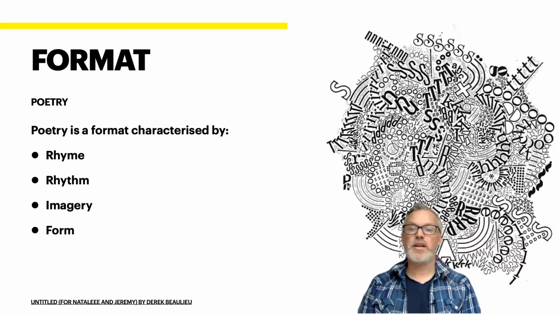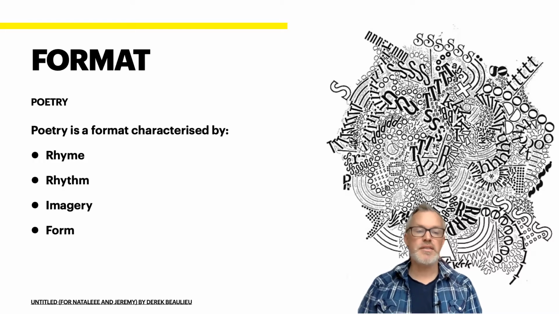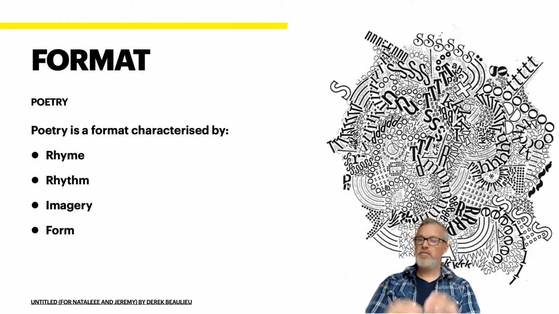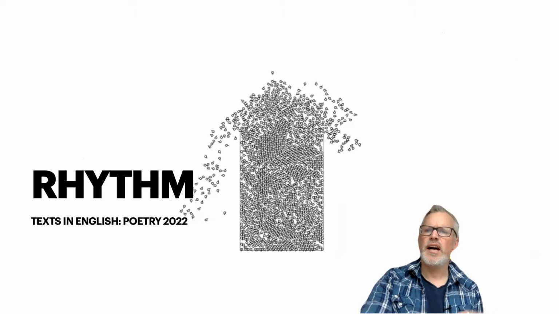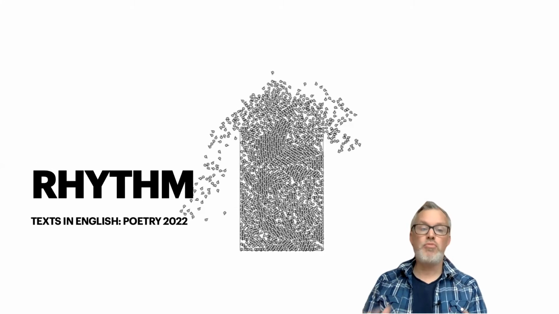I should mention before we go on, beautiful bit of visual poetry behind me by Derek Bewley. It's called Untitled for Natalie and Jeremy. Follow the link and have a little explore. Now let's talk about rhythm today.